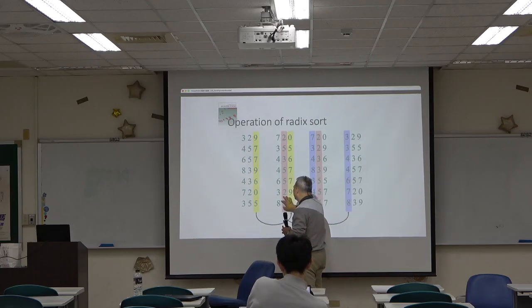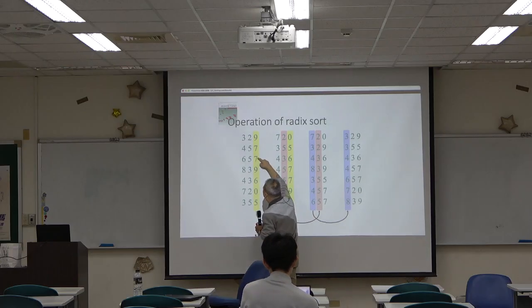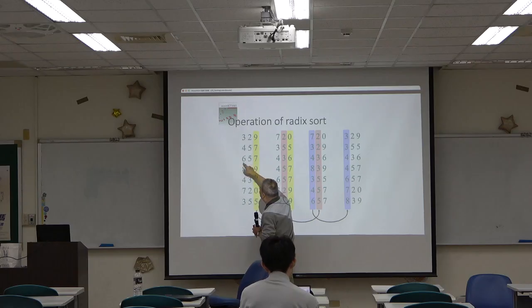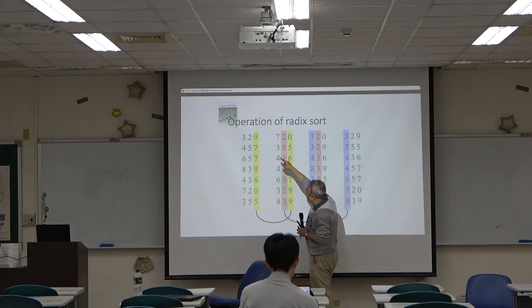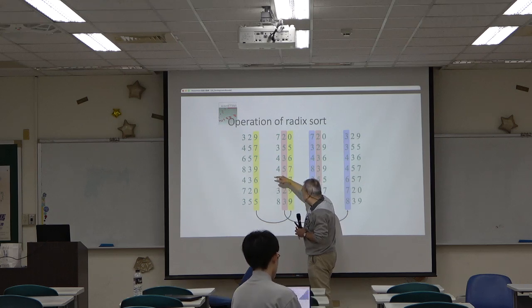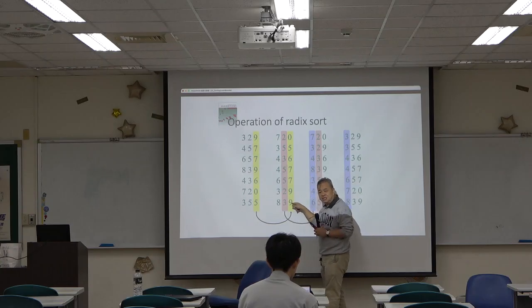and then from here you can see, for example, we have 2, 7, right? 2, 7. So 4, 5, 7 appears in front of 6, 5, 7. 4, 5, 7, 6, 5, 7. And we have 2 9s too. 3, 2, 9 and 8, 3, 9. So 3, 2, 9 appears in front of 8, 3, 9.